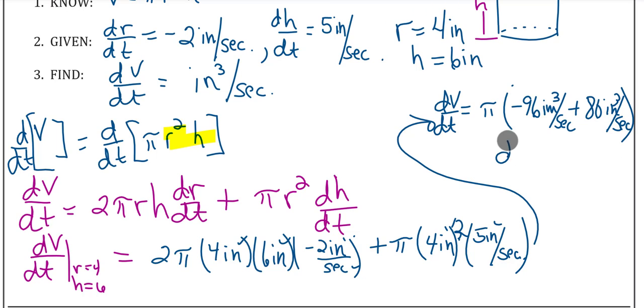So my final answer, dV/dt, is going to be negative 16 pi cubic inches per second.